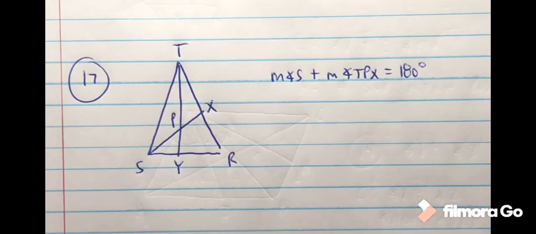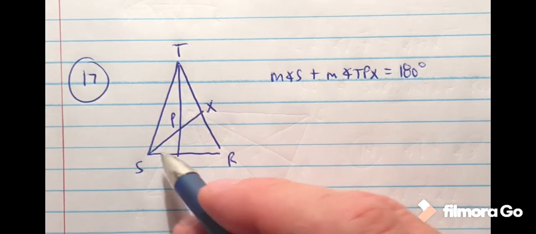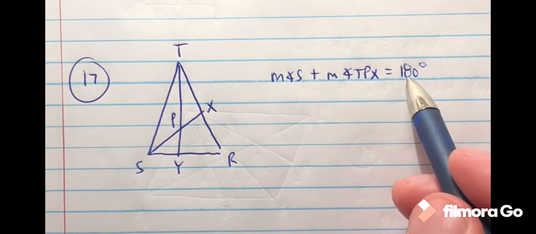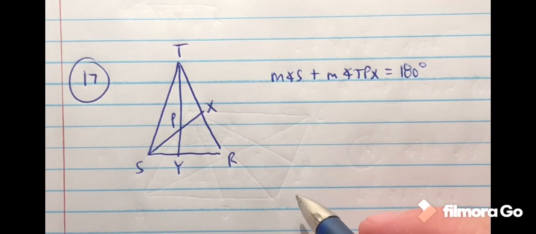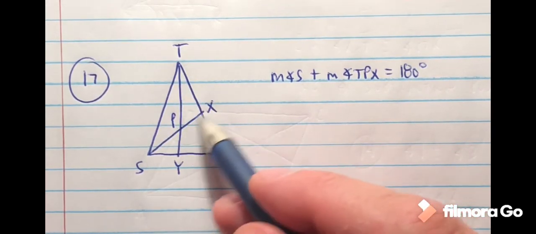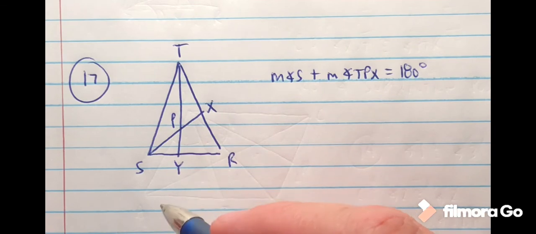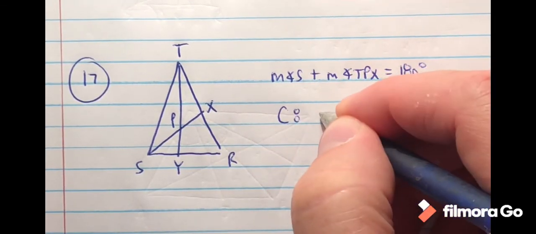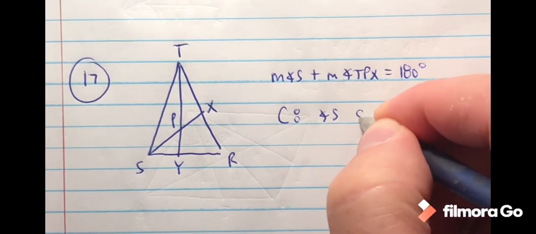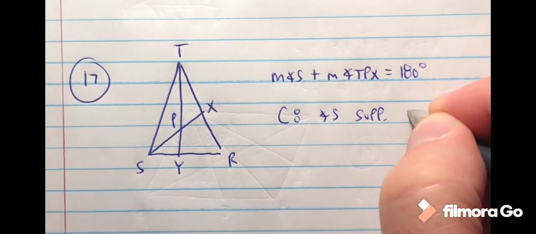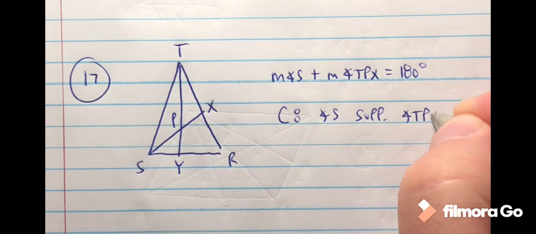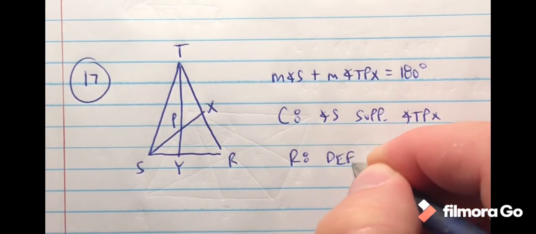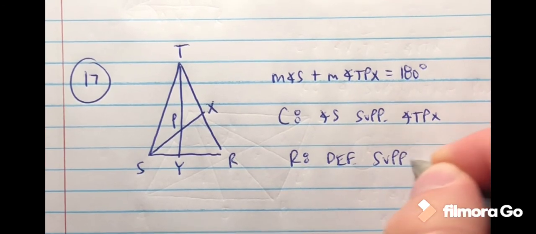Okay, for 17, they're telling us that the measure of angle S, that's this bottom angle, and TPX equal 180 degrees. Well, because S and TPX are not adjacent, we can't say that it's a straight angle. But what we can say is that angle S is supplementary to angle TPX. And this is just simply the definition of supplementary angles.